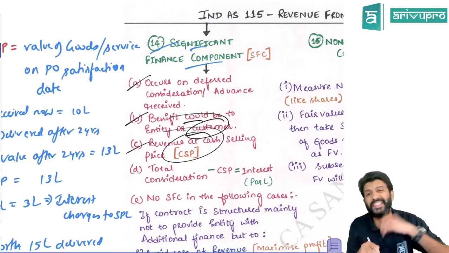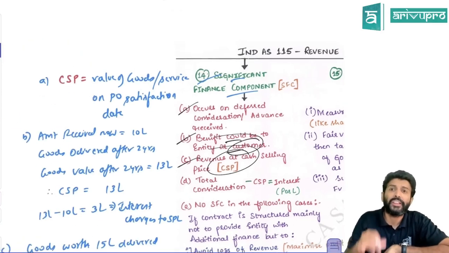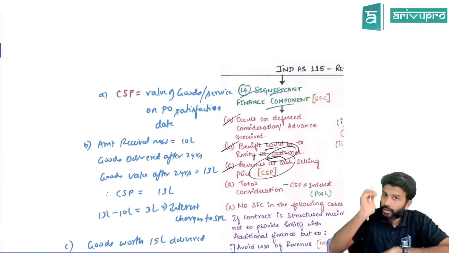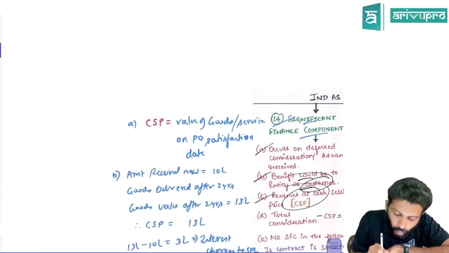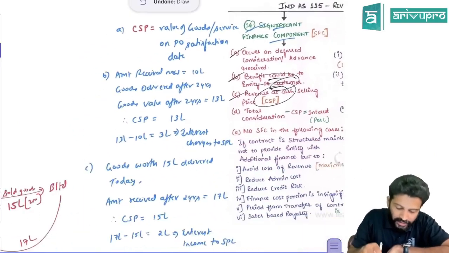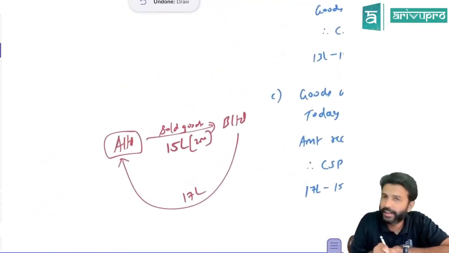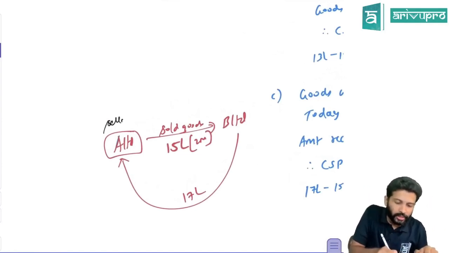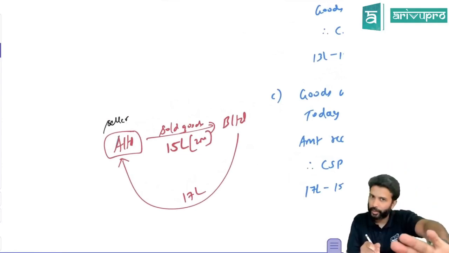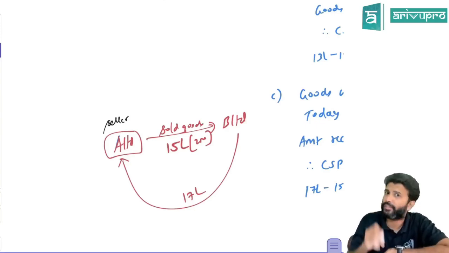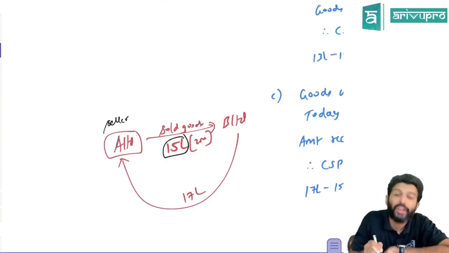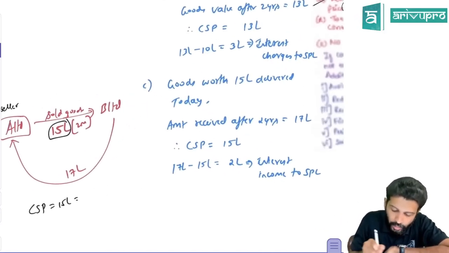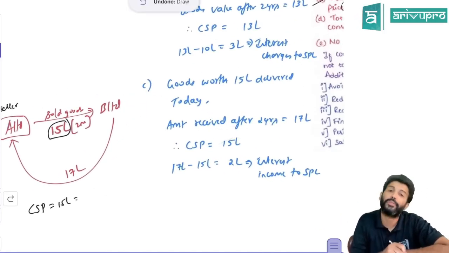Revenue should always be recognized at cash selling price. Cash selling price means the day you satisfy the performance obligation, find out what is the value of the goods. In this particular example, A delivered the goods today only. A is the seller, right? So the performance obligation is satisfied today only. So if A has sold today, what is the worth of the goods? 15 lakh. So the cash selling price in this case is 15 lakh. So revenue will be recognized by A Limited to the extent of 15 lakh only.